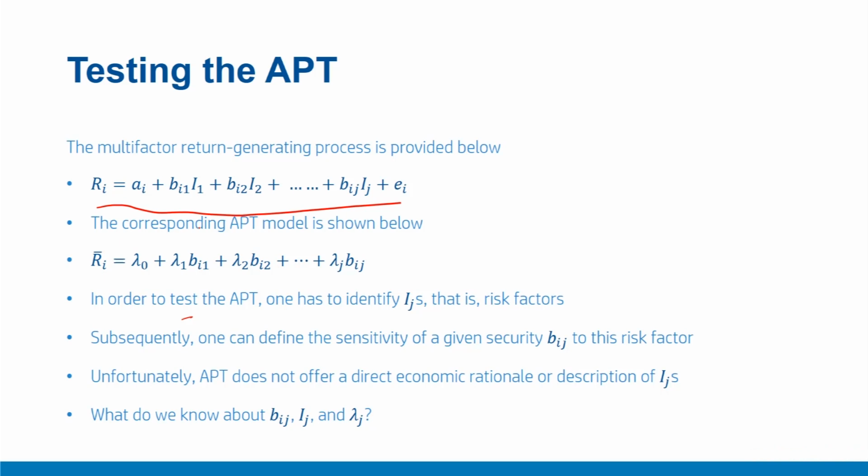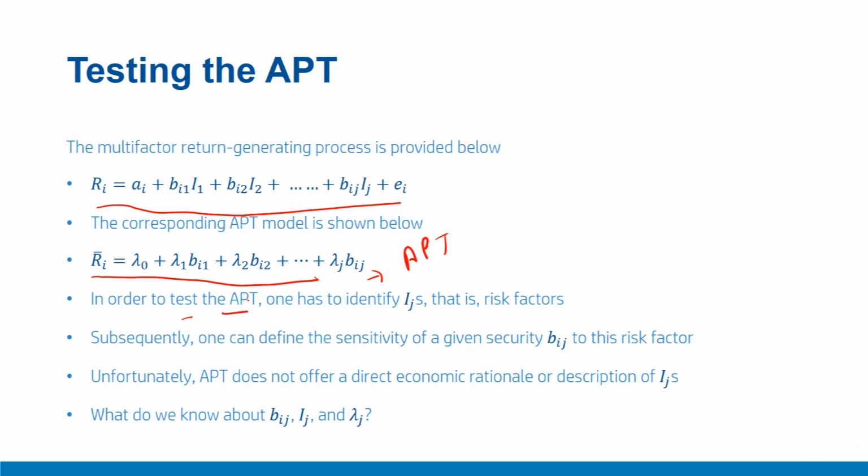In this model, the corresponding APT model is provided here. This model, Ri bar equals lambda naught plus lambda 1 Bi1 plus lambda 2 Bi2 and so on up to lambda j Bij, is the equilibrium return as per the APT.